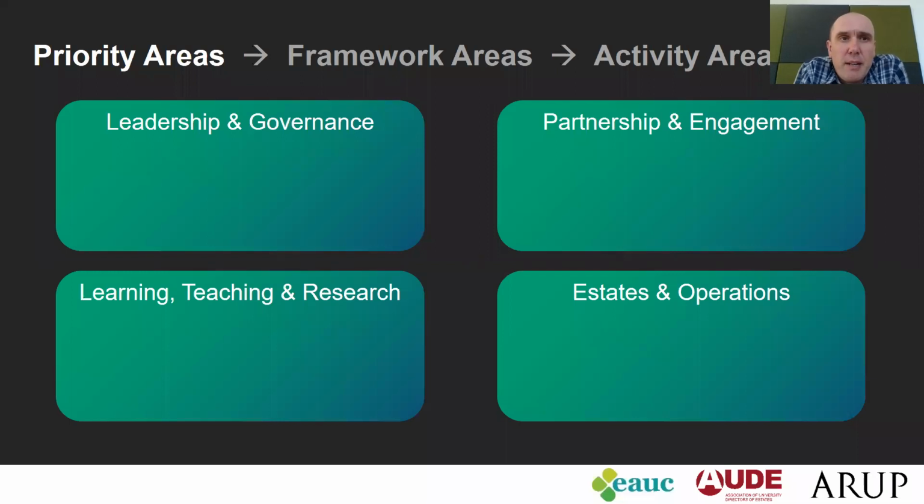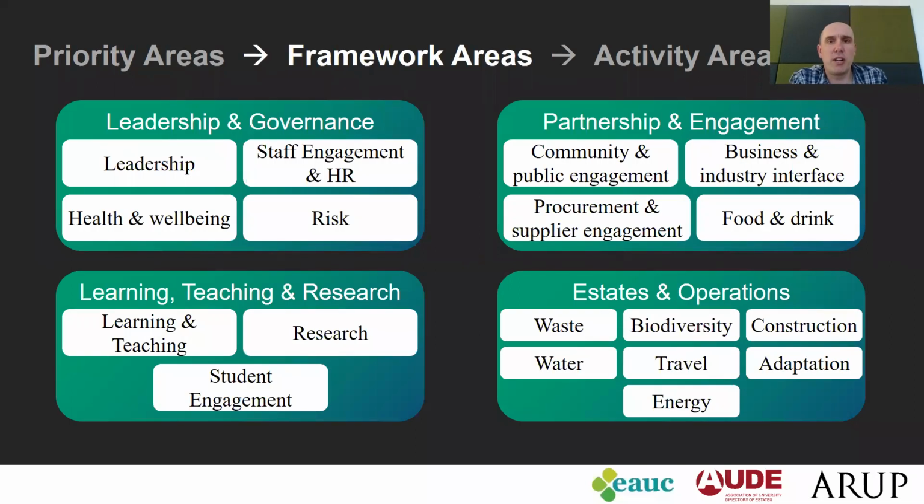So the structure of the tool is as follows. There are a number of priority areas and you can see them on the screen in front of you. Within these priority areas, there are a number of framework areas. So some of you may recognise the structure from the LIFE tool. It has been updated with additional things added in. Aspects such as student engagement, health and well-being, risk, and food and drink, etc., have been added.